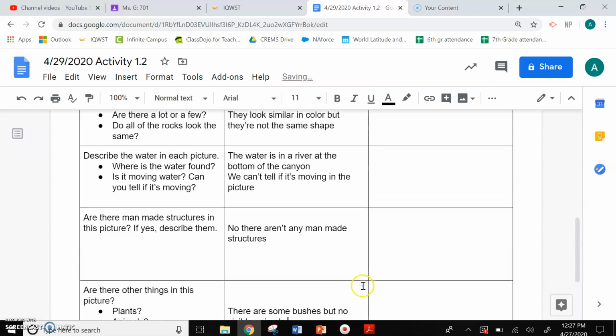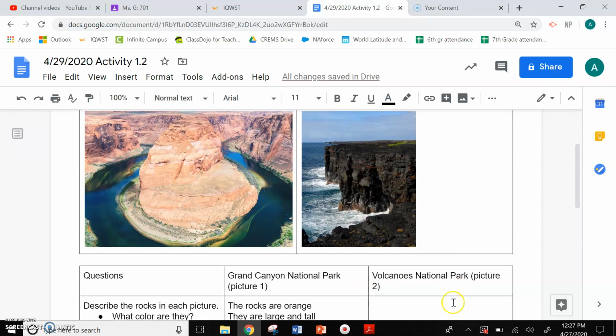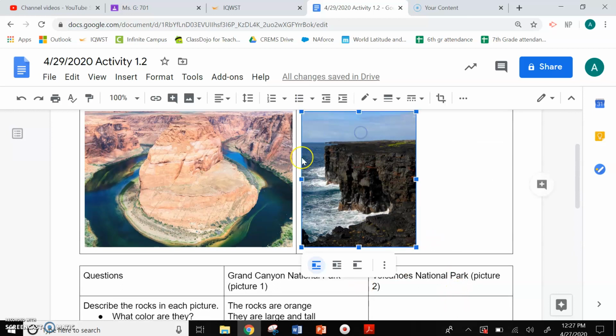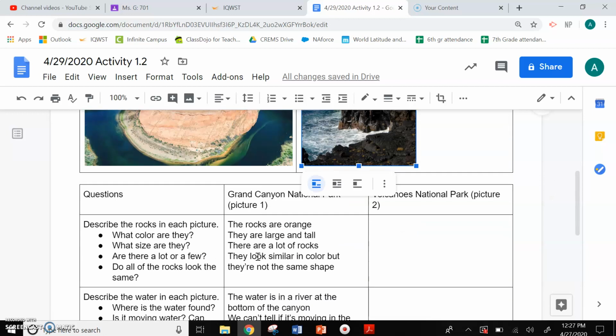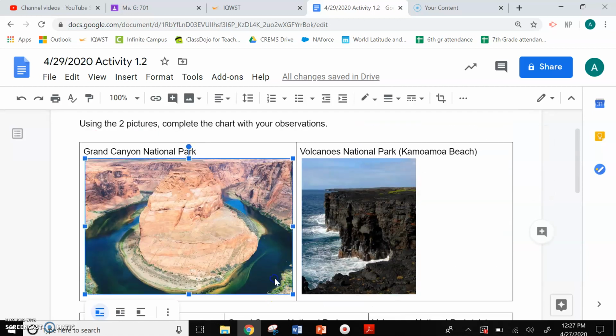So what you're going to do now is the exact same thing for the Volcanoes National Park and this picture. I'm going to erase all of my examples. Feel free to go back and fill in the same thing that I had or something different. If you saw something different, your observations might not be exactly the same as mine, and that's fine because we are individuals and we see different things depending on when and where we're looking at it.